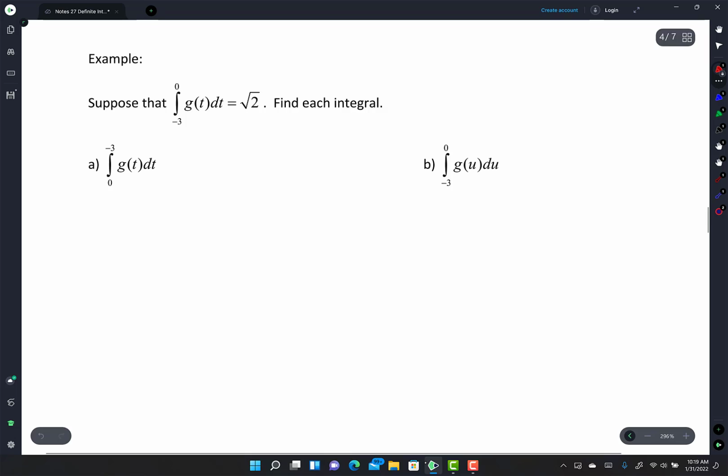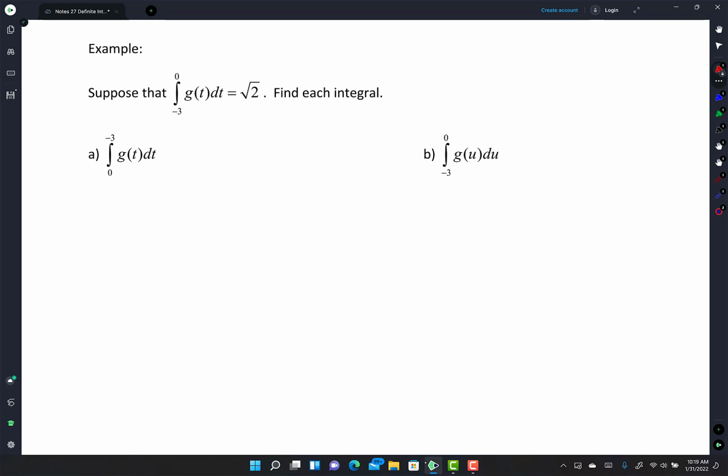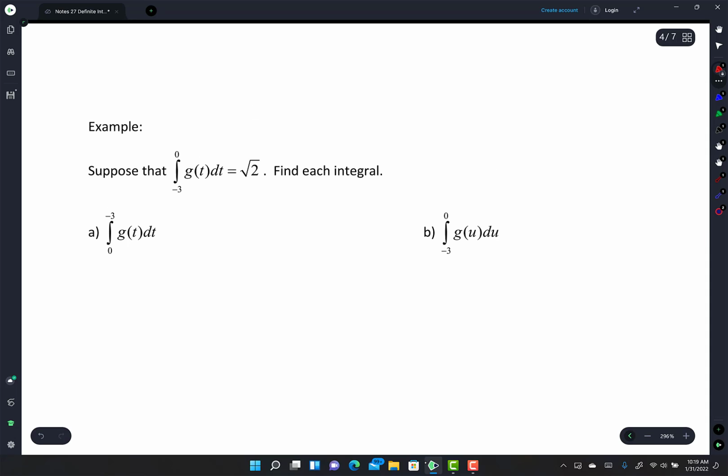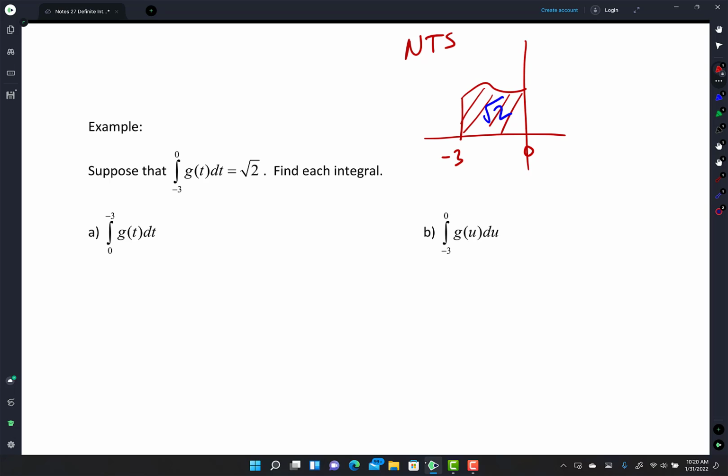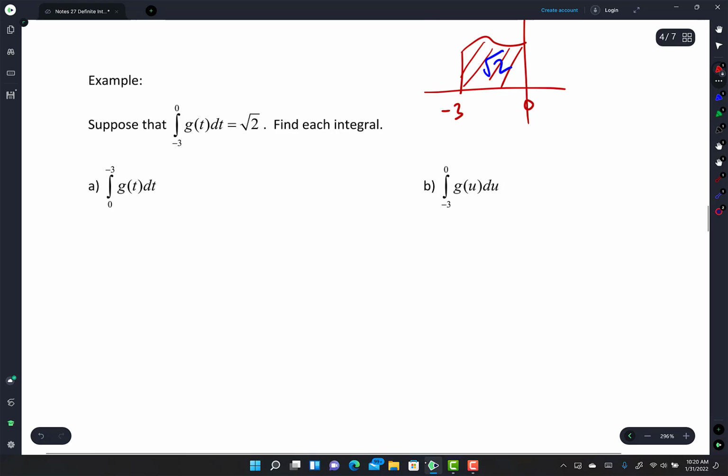Ready? So they tell us, suppose that area under the curve from -3 to 0 of g of t dt equals square root of 2. So all my graphs are going to be not to scale, because I don't know what shape I really have. So I have something here. This is -3, here's 0, and all this area here is just square root of 2. So there's my visual. We still okay?